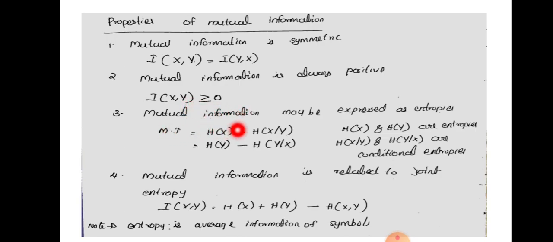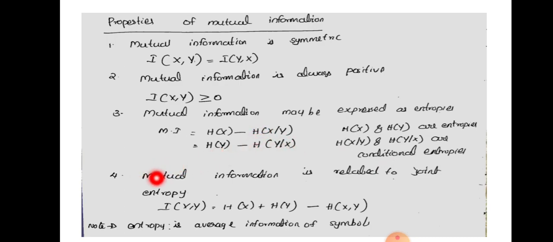The third property is that mutual information may be expressed in terms of entropies. Entropy represents the average information of the symbols. We can represent the mutual information as H of X minus H of X given Y, or equal to H of Y minus H of Y given X, where H of X and H of Y are entropies, and H of X given Y and H of Y given X are conditional entropies.